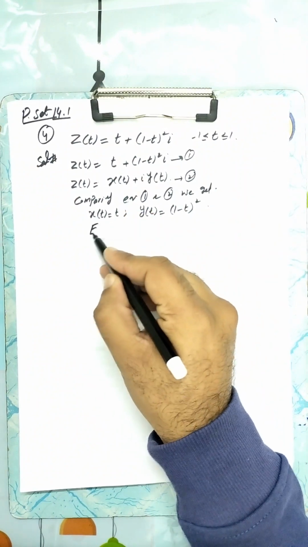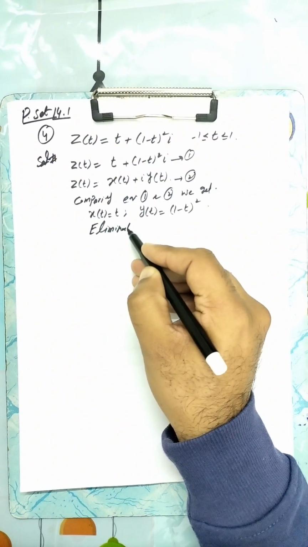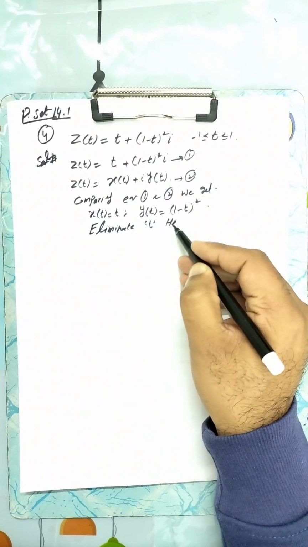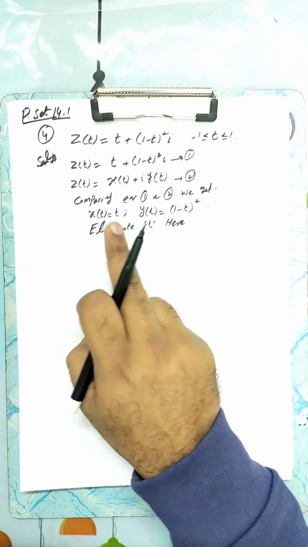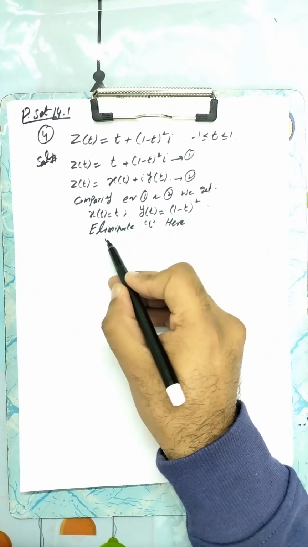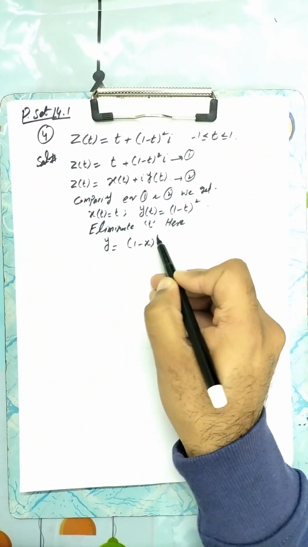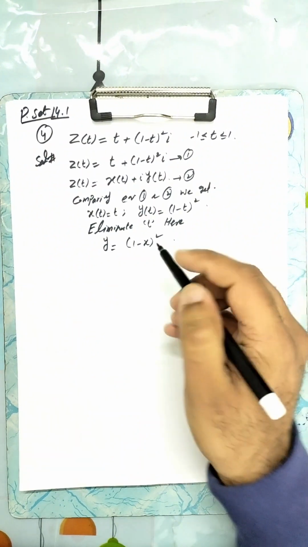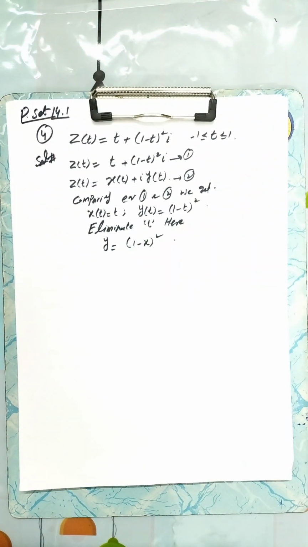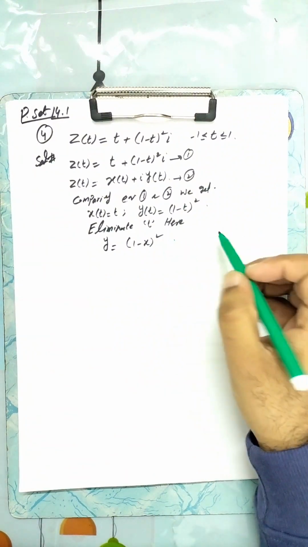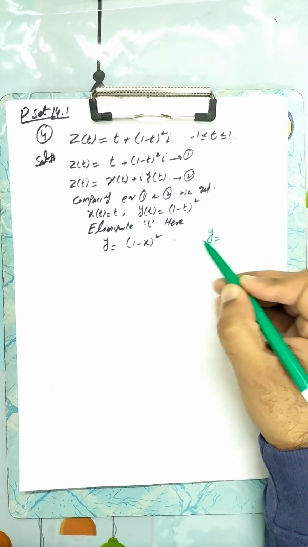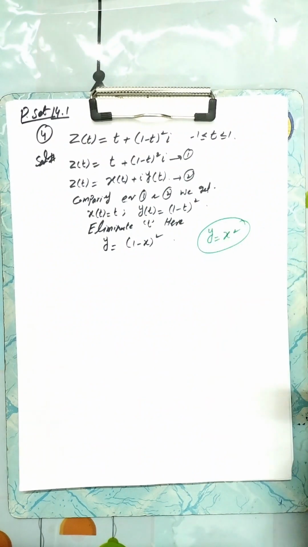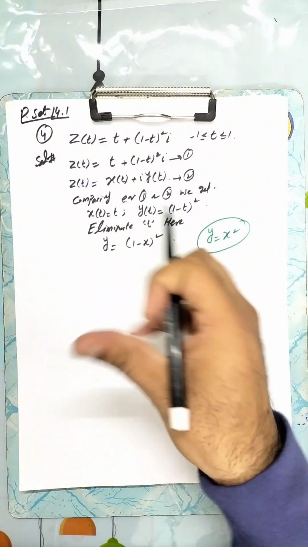So we eliminate t here. t is the parameter, so we eliminate the parameter. Since x = t, we put y = (1 - x)². This is the equation of a parabola, because we know that y = x² is the general equation of a parabola. So here this is a shifted parabola.